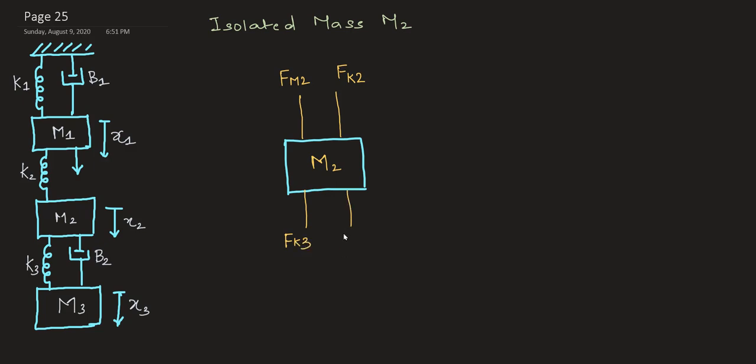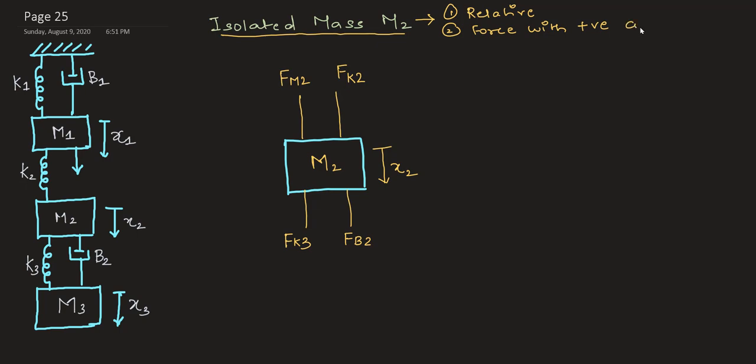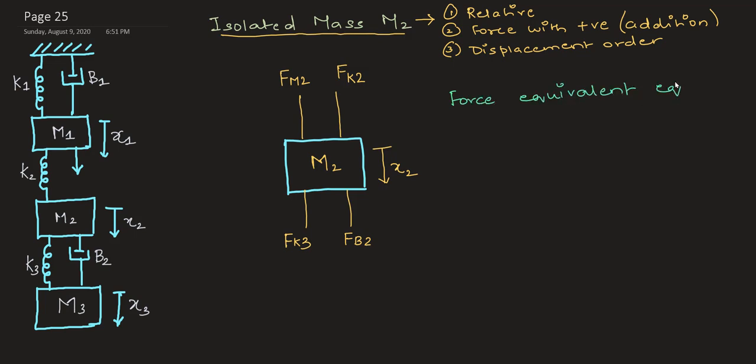I have my Fb2. F of t doesn't influence M2 because F of t is connected only to M1 and it is left hanging and not separated from M2. So now we are going to check three things for this isolated mass M2. The first one being the relative displacement, the second one being the force equation, and the third being the displacement order. So the force equivalent equation is given by the net force, in this case is 0 because there is no F of t.